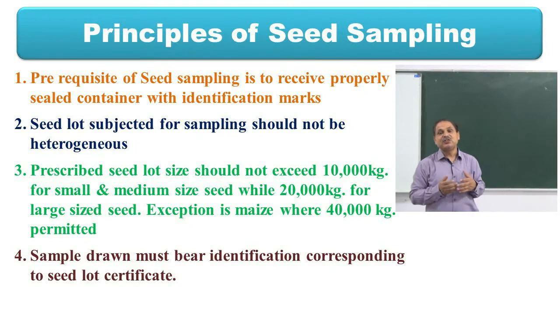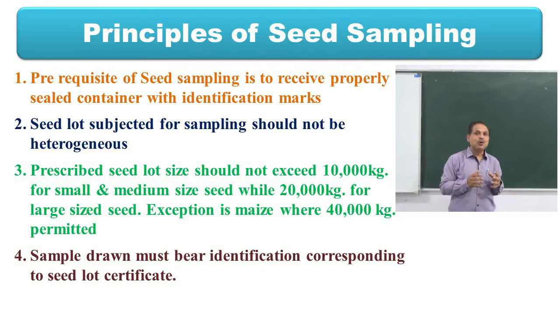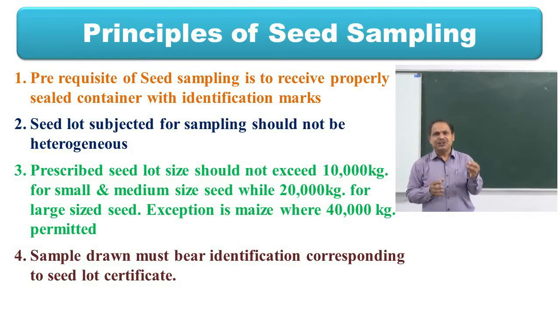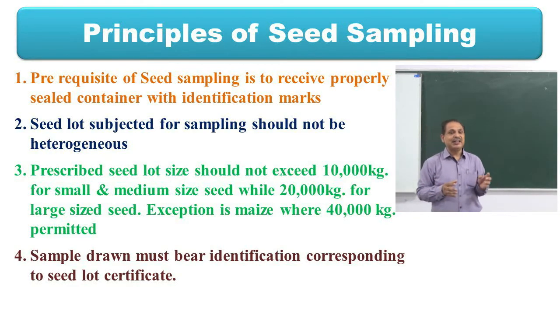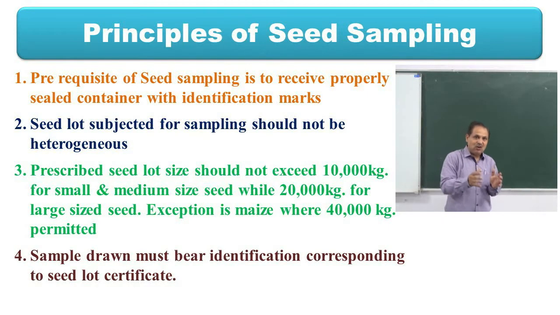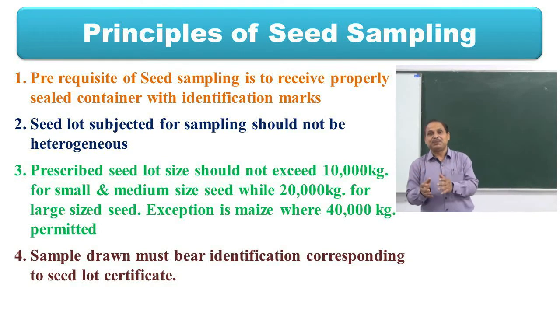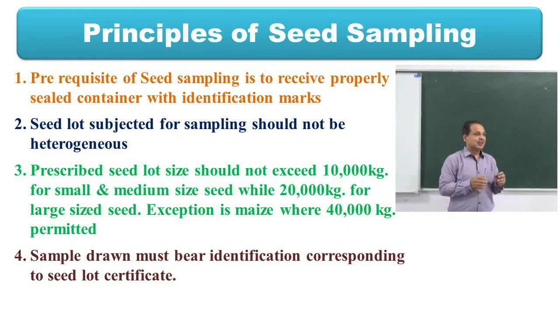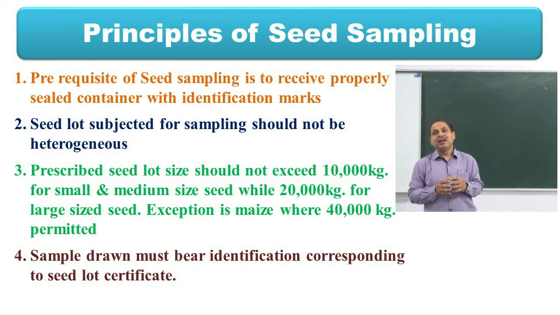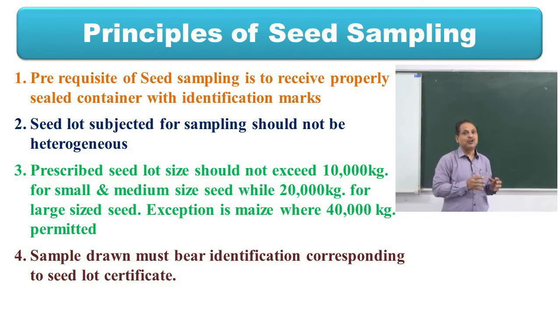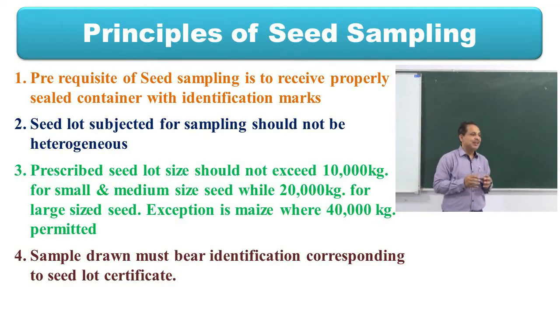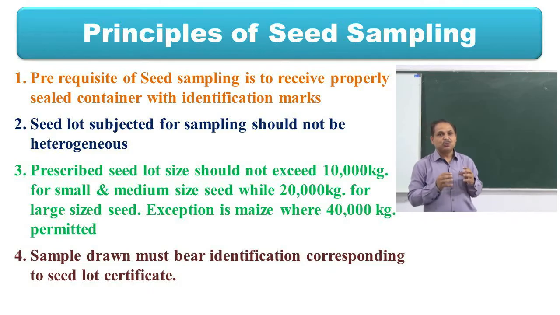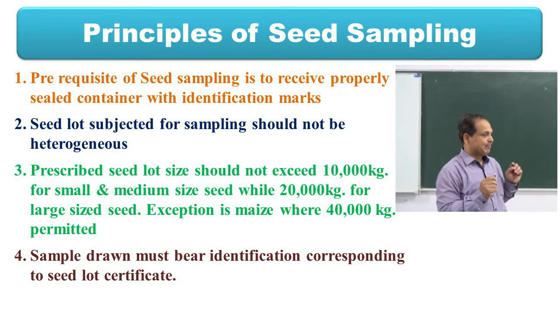The third principle is that the prescribed seed lot size should not be exceeded, as per the different sizes of seeds. For example, in the case of small and medium size seeds, the seed lot size should not be more than 10,000 kg, whereas in the case of big seeds, we already know there are a lot of variations from species to species in seed size. So the seed lot size should not be more than 20,000 kg for big seeds. There are exceptions: in the case of maize, the seed lot can go up to 40,000 kg.